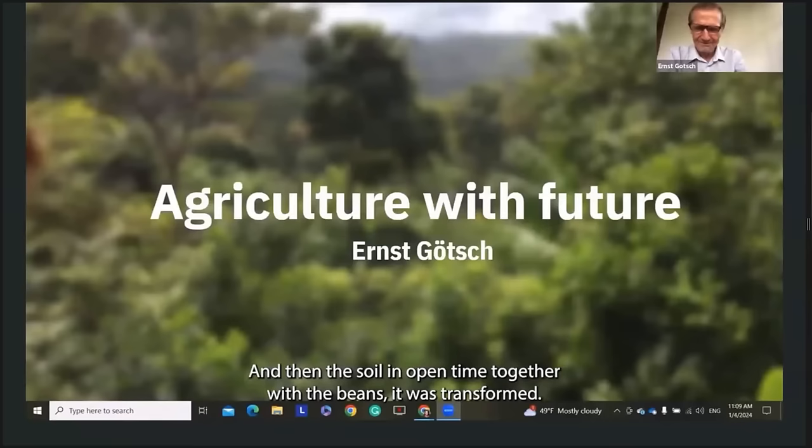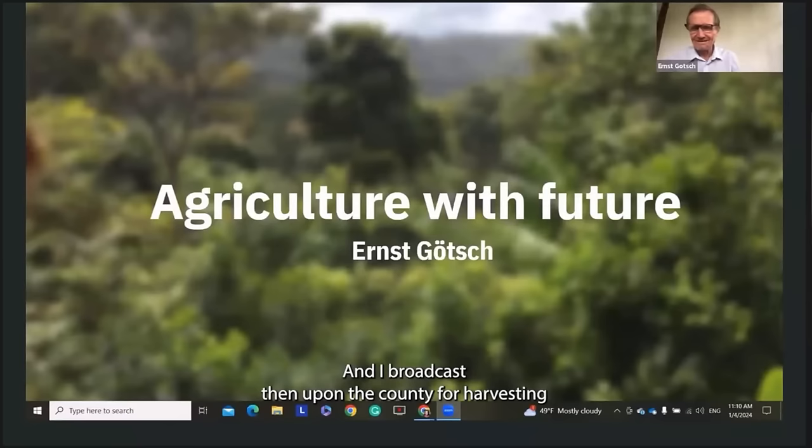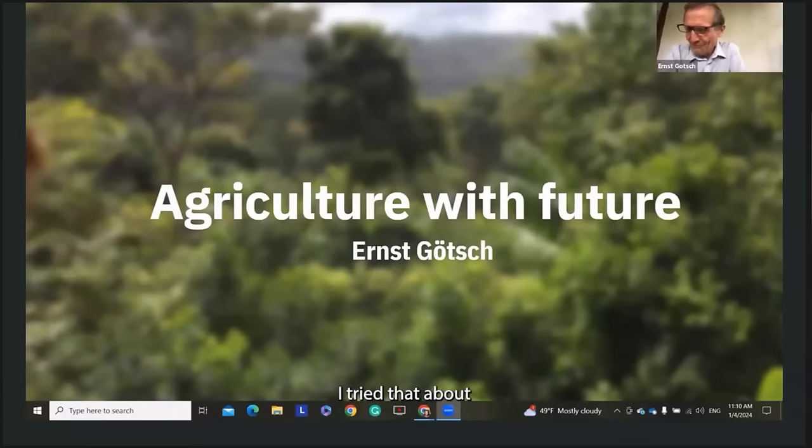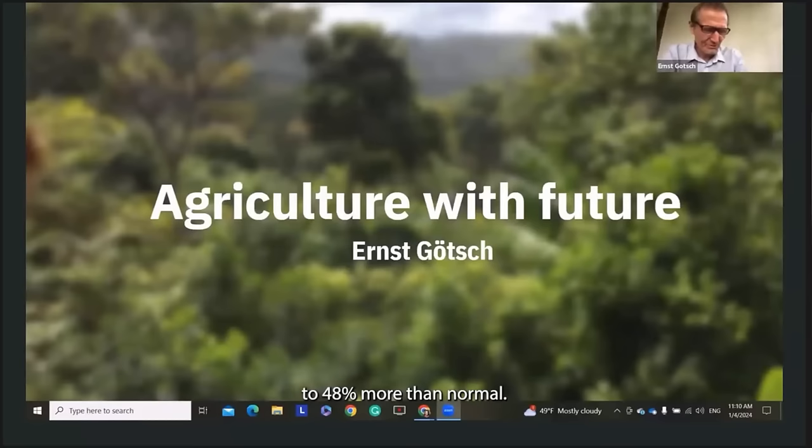We had about 2.5 to 4 centimeters of feces of earthworms on the soil, which doesn't happen in a normal corn operation. And I broadcast wheat upon the corn before harvesting, in autumn time. I shredded about 40 centimeters of the stalk of the corn, and partly also the whole material of the beans, upon it. And then the yield of the wheat was as impressive as the corn. It gave about 48% more than normal, and it was completely different. It was strong. It didn't fall down. I planted it partly too together with peas, which gave an excellent result.